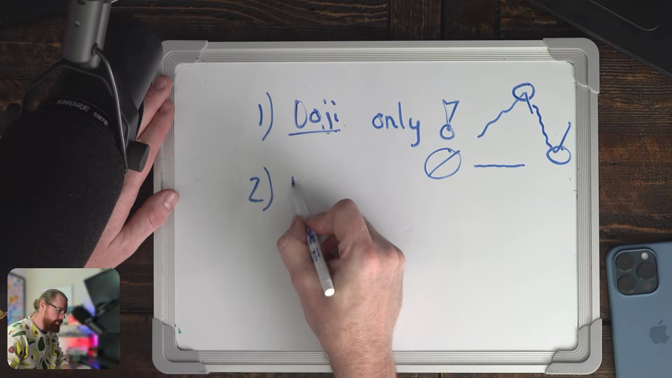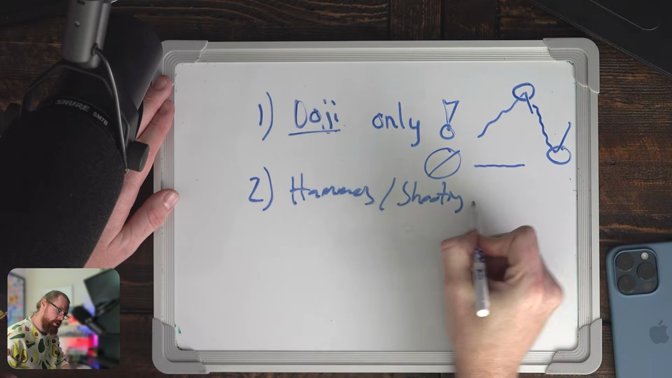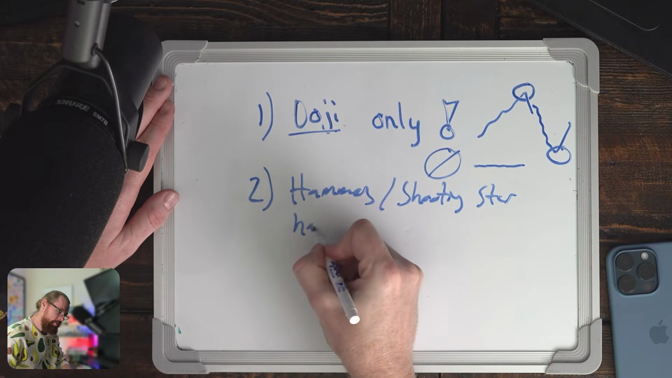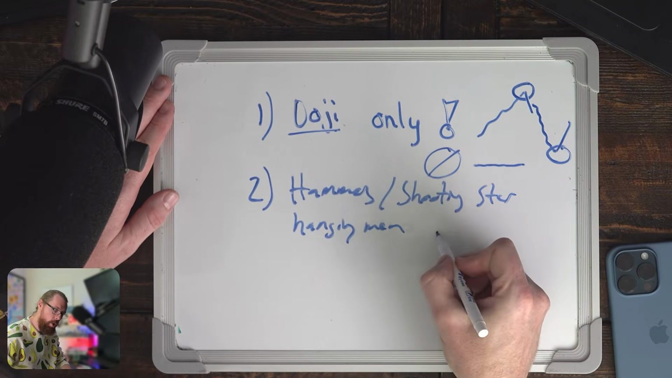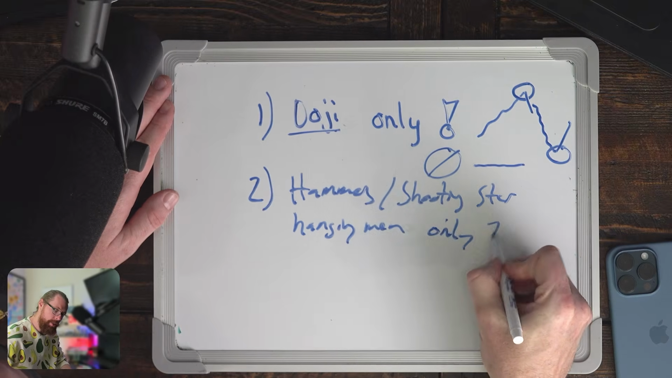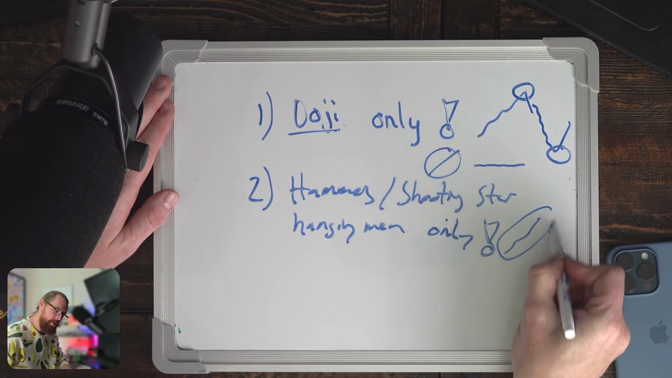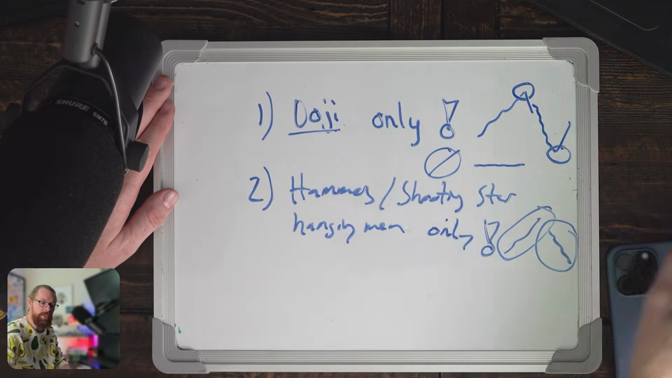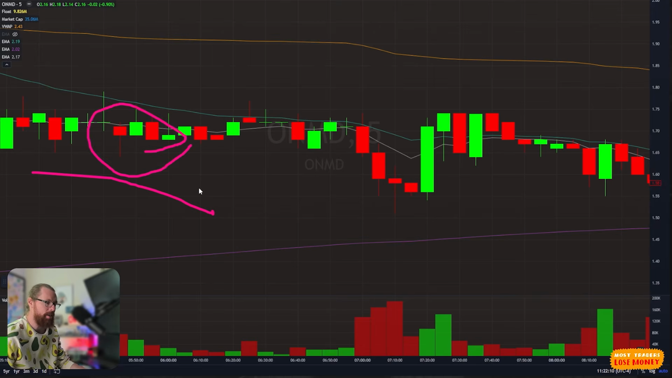Number 2, hammers, shooting stars, and hanging men, which is also a doji variation. Again, only important during strong trending up or down. Those are the only times that they're important. When you see a hammer or a shooting star, but the price is going sideways, like sort of in this area here, it doesn't carry the same weight. So when are the times that candlesticks are going to be respected the most?